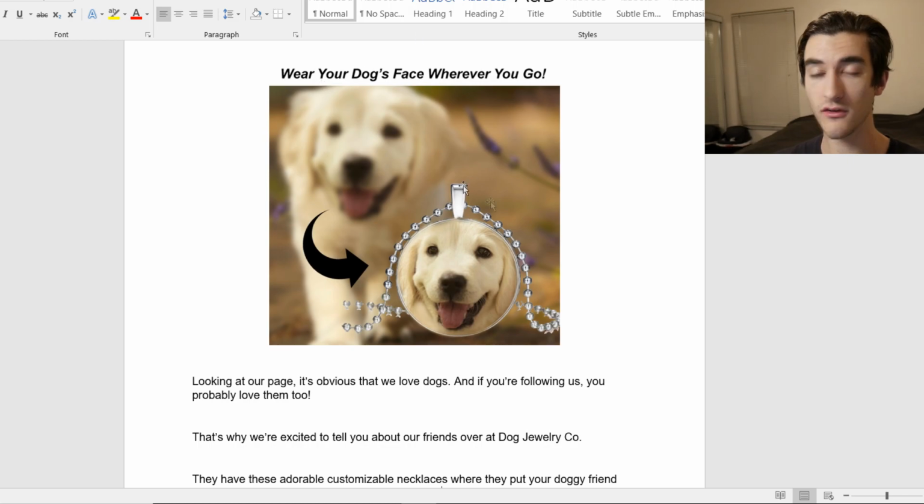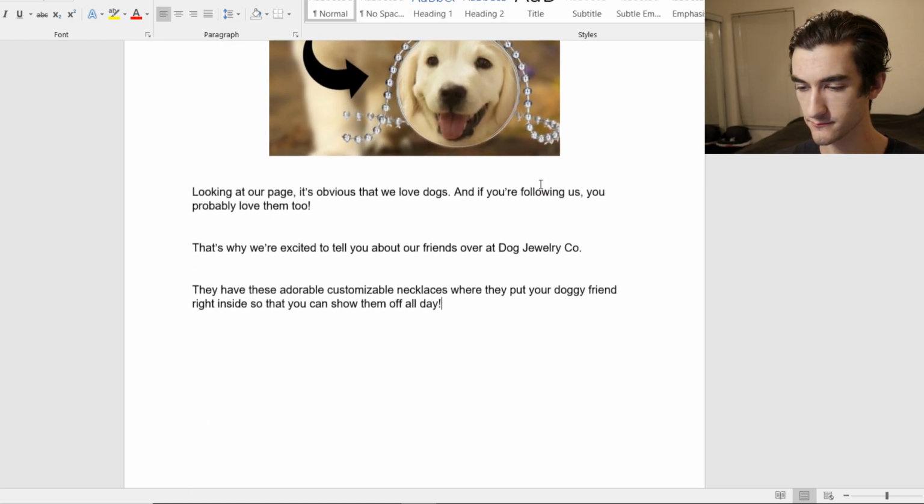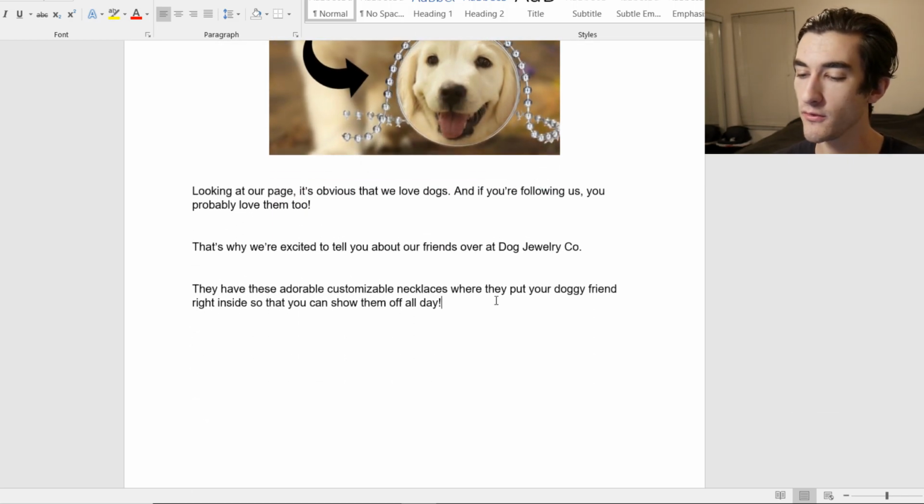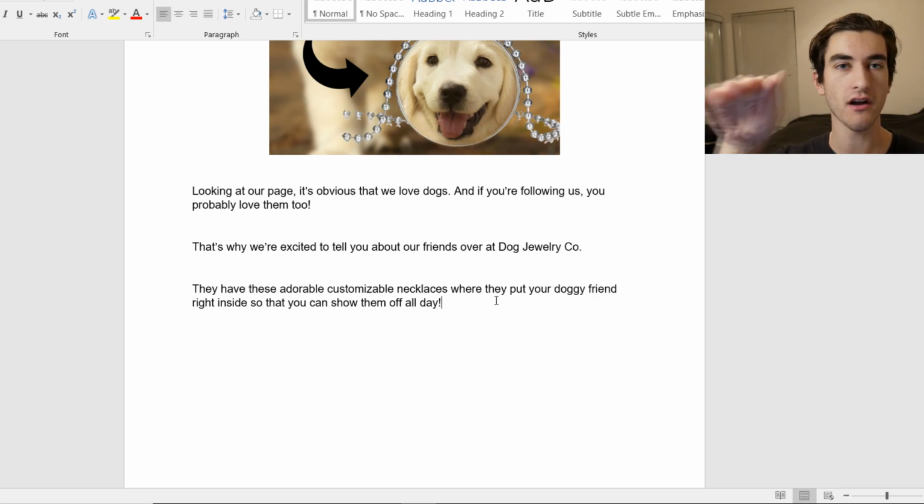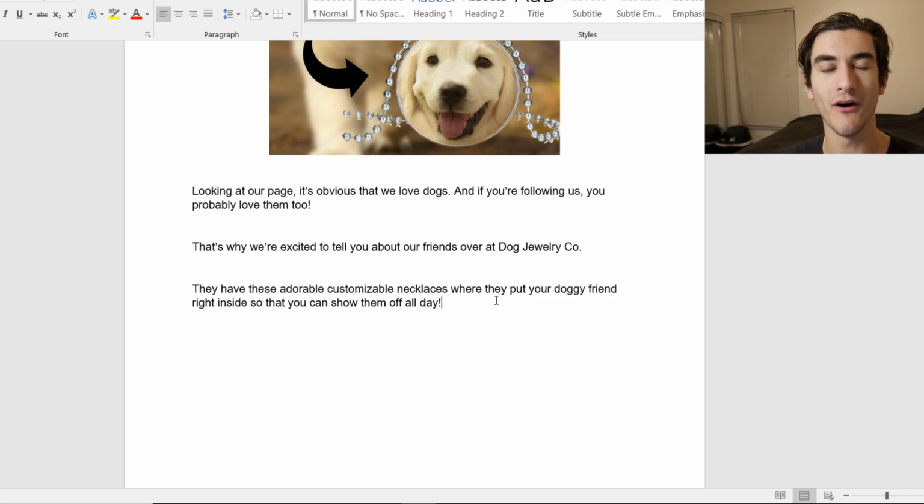Obviously, the picture describes the product in itself, but they have these customizable necklaces, adorable, talk it up a little bit, make it feel more personable, where they put your doggy friend, it's like you're talking directly to the customer, right inside so that you can show them off all day.